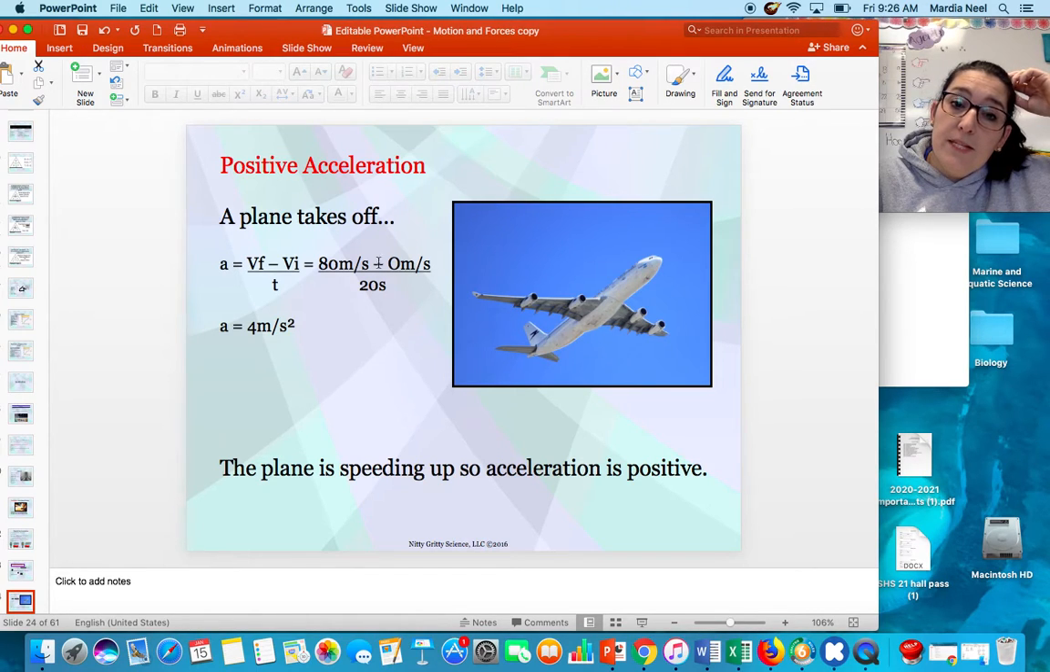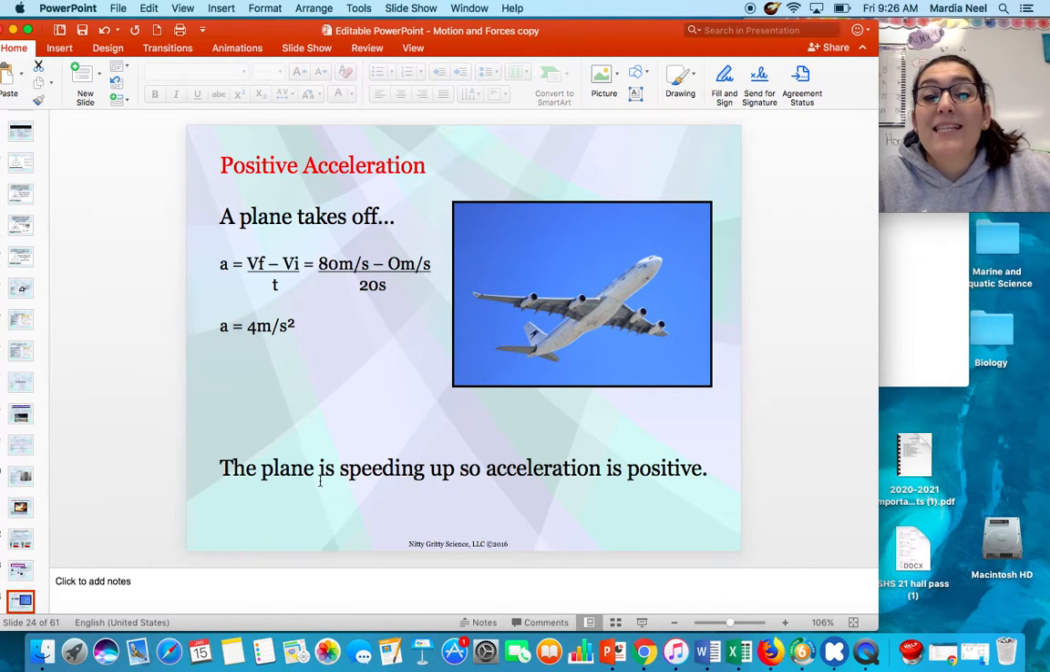Its initial position was 0, and it reached a speed of 80 meters per second in 20 seconds. So it started at 0 meters per second, and it reached a speed of 80 meters per second in 20 seconds. So my final speed was 80 meters per second. My time was 20 seconds. So when I did the math, I got 4 meters per second squared.